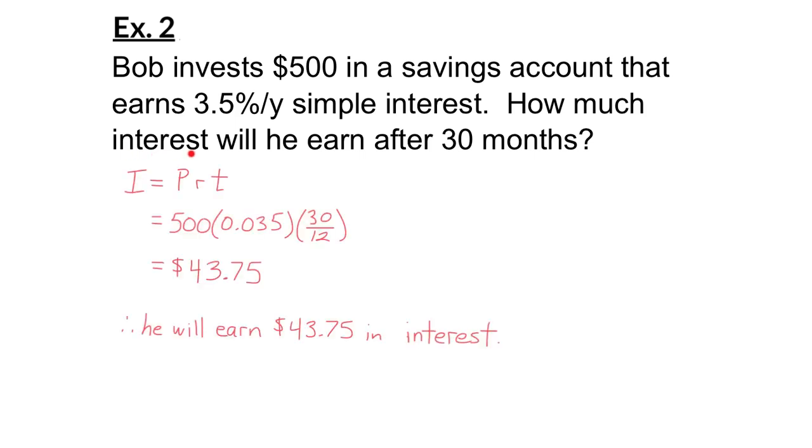I'm asked to find the interest, so I'll use my interest formula. Interest is P times R times T. The principal is $500. The annual interest rate is 3.5%. And the time is 30 months. Well, that's 30/12 of a year. Yes, you can write it as an improper fraction. That's fine. So in my calculator, I'll do 500 multiplied by 0.035 multiplied by 30 divided by 12, and I get $43.75 in interest that he will earn.